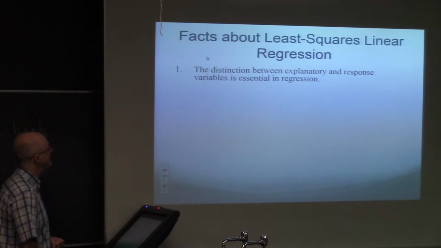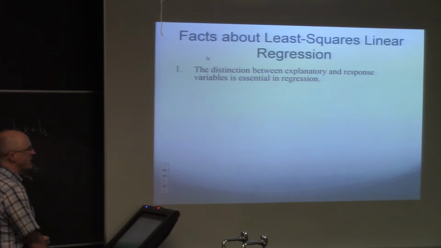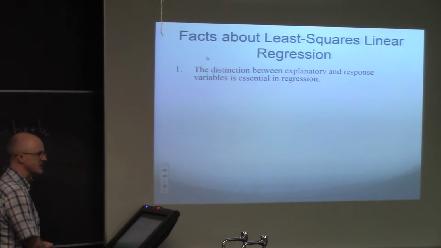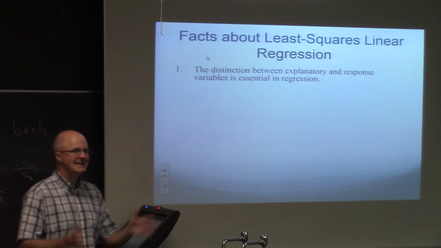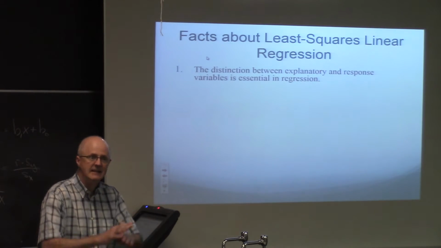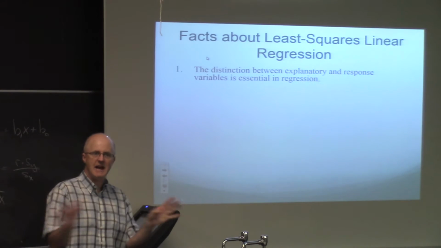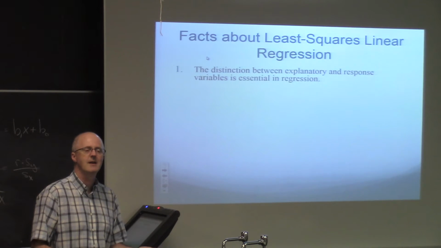Here are facts about least squares of the regression line. They are in your book, but it's probably worth writing down. These are really, really important. Again, just like the correlation ones. Distinction between explanatory and response is essential for regression. It didn't matter for correlation. With correlation, you can switch the x and the y around, you get the same answer. The formula is symmetric in x and y.